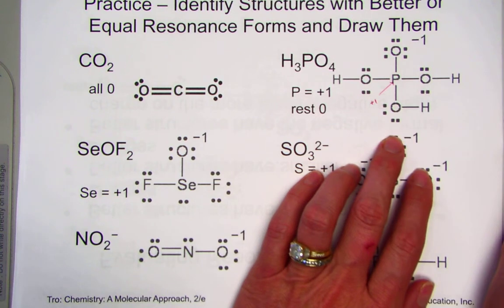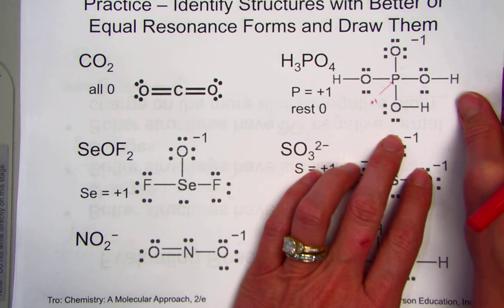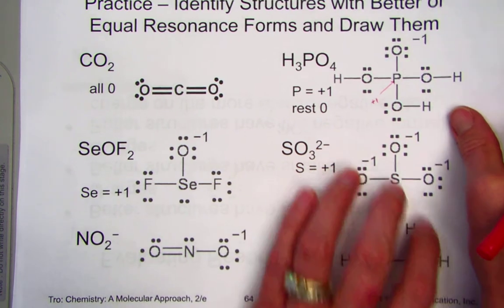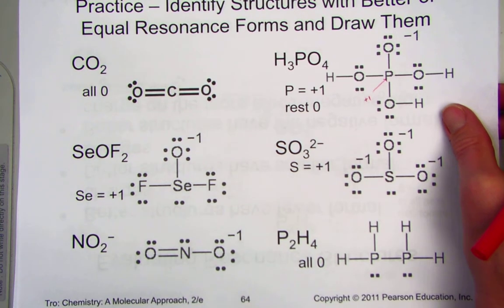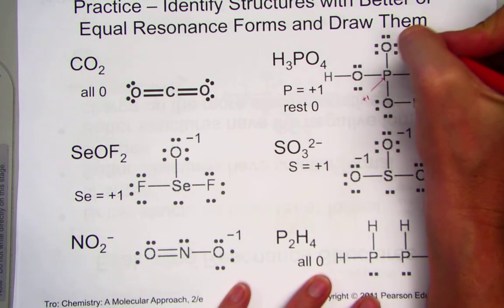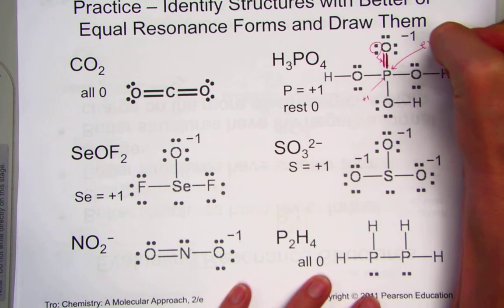What might be a better structure to alleviate the possible formal charge on the phosphorus? What if instead we took this pair of electrons on the oxygen and brought them in down here to create a double bond? Expand the octet on phosphorus.